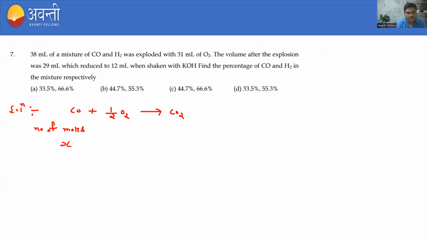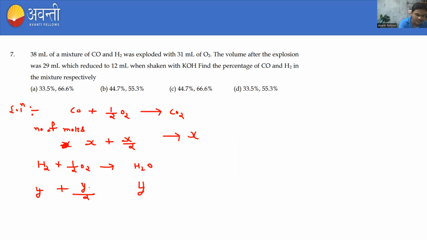In terms of number of moles, if this is number of moles of X, this is X by 2 and this is again X. Similarly, for hydrogen, H2 plus half O2 gives H2O. So their number of moles will be Y, Y by 2, and this is Y. So this is the number of moles.